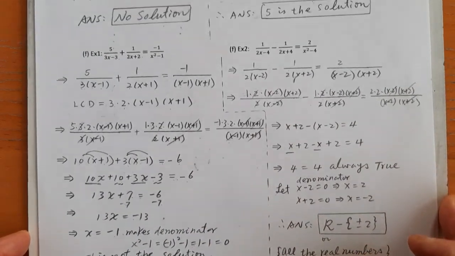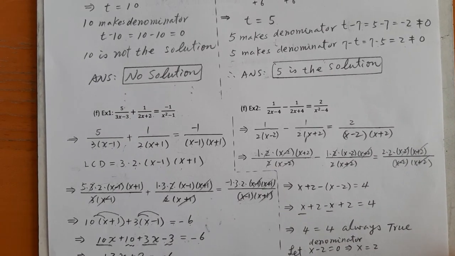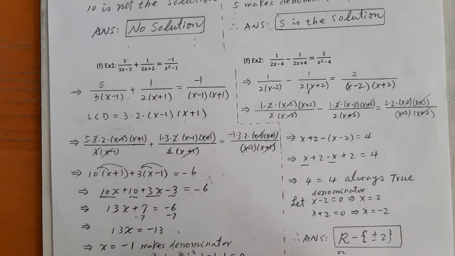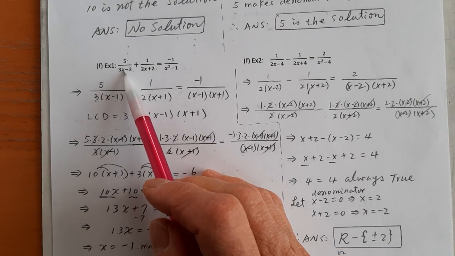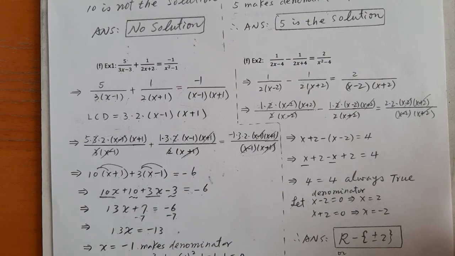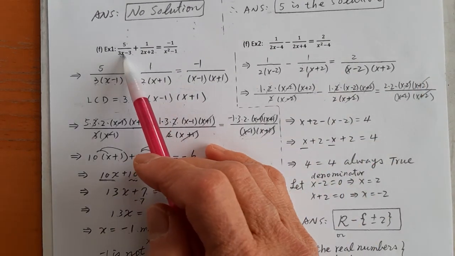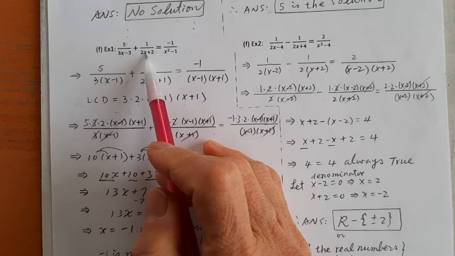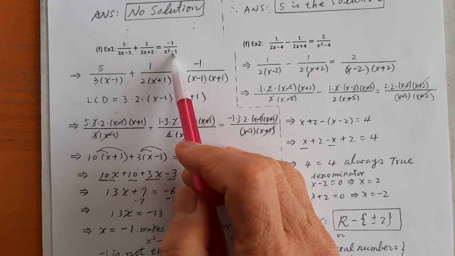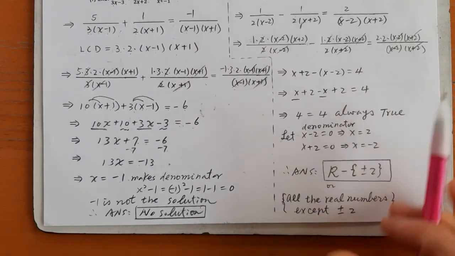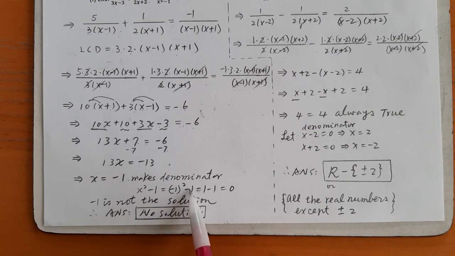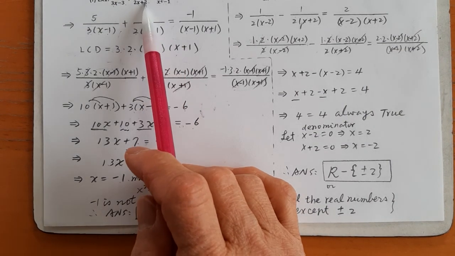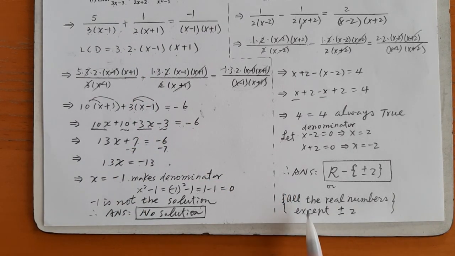And plug it into the original equation's denominators. Negative 1 plug it in. 3 times negative 1 is negative 3, minus 3 is negative 6. Non-zero. This also non-zero, but this one will be 0. x squared minus 1, you plug it in. You will get negative 1 squared, which is 1, minus 1 is 0. As long as one of the denominators equals 0, it's undefined. This one is undefined. So negative 1 is not a solution. Therefore, no solution.